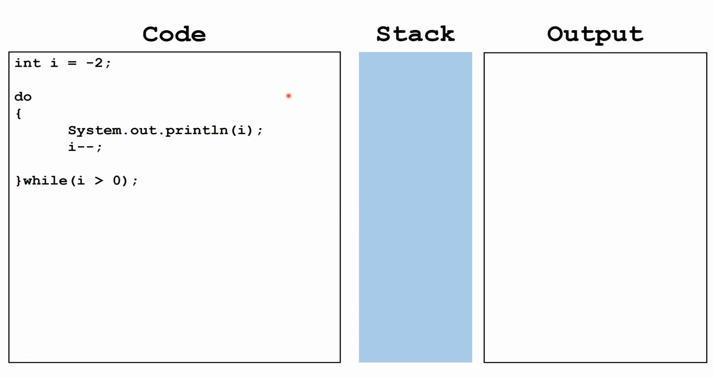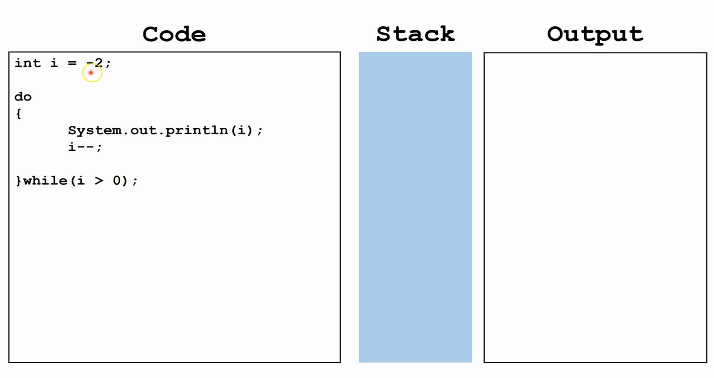Another kind of loop that is not required for the AP Computer Science A exam, but is still very useful, is the do while loop. A do while loop checks the Boolean expression at the end of the loop. As such, a do while loop will always execute at least one time. Let's look at this example.